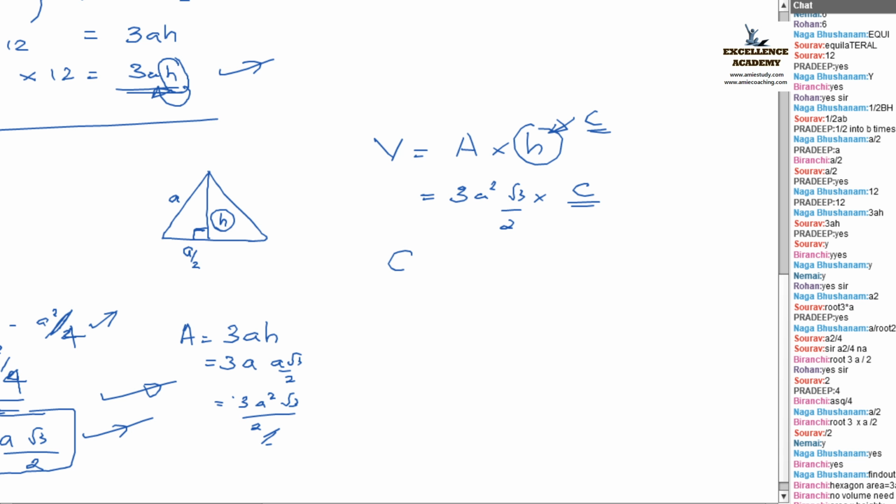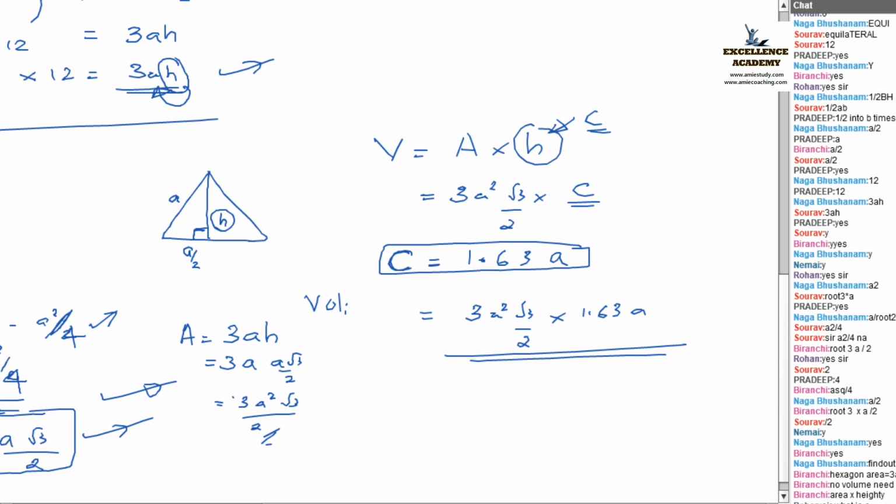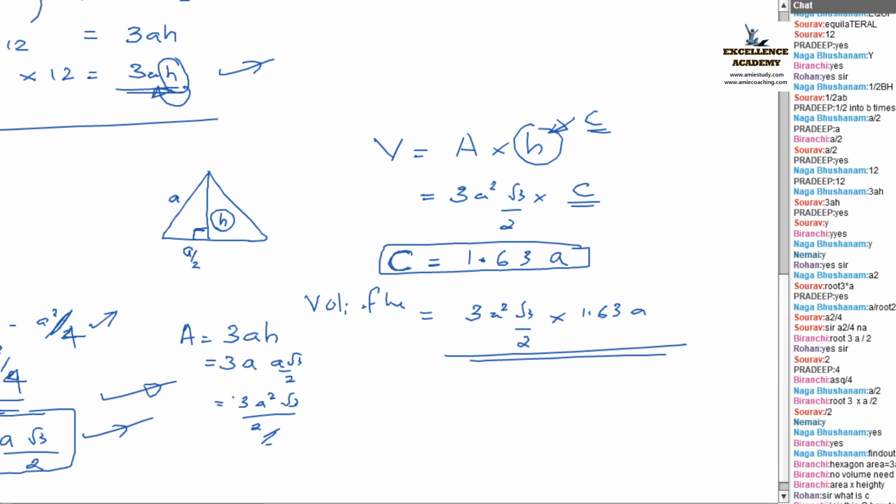And next, you have to learn one value by heart. C, in terms of A, we have to find out one value. C is 1.63 times of A. So that is 3a square root 3 by 2 into 1.63 times A. So this is the volume of hexagon. Rohan asked me, what is C?